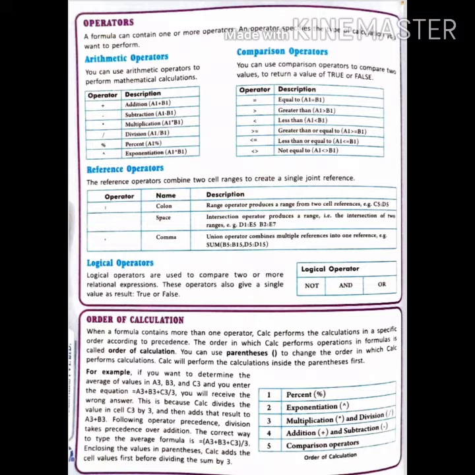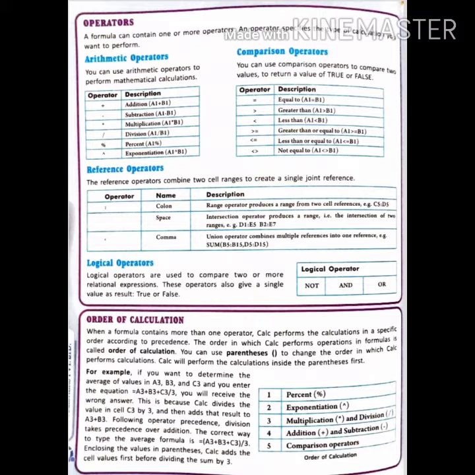You can use parentheses to change the order in which Calc performs calculations. Calc will perform the calculations inside the parentheses first. For example, if you want to determine the average of values in A3, B3 and C3, and you enter the equation =A3+B3+C3/3, you will receive the wrong answer. This is because Calc divides the value in cell C3 by 3 and then adds the result to A3 plus B3. Following operator precedence, division takes precedence over addition.